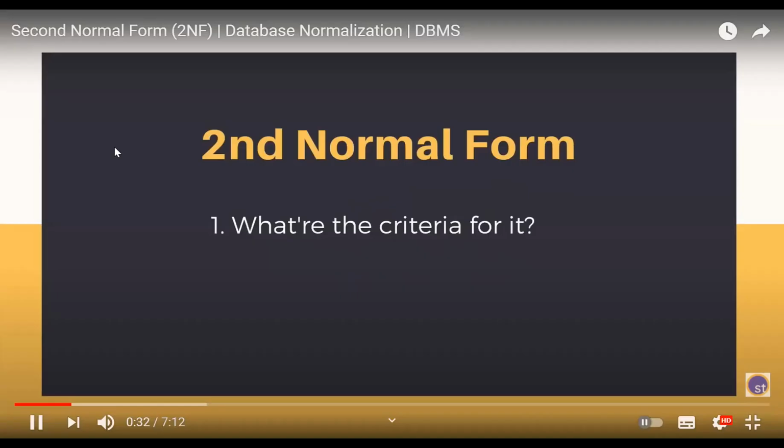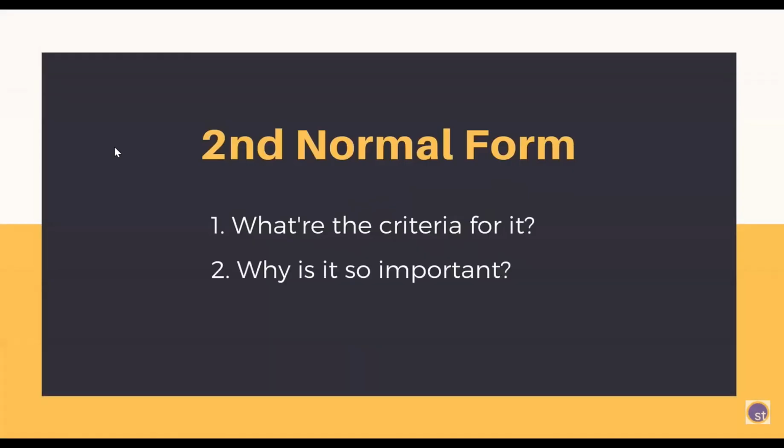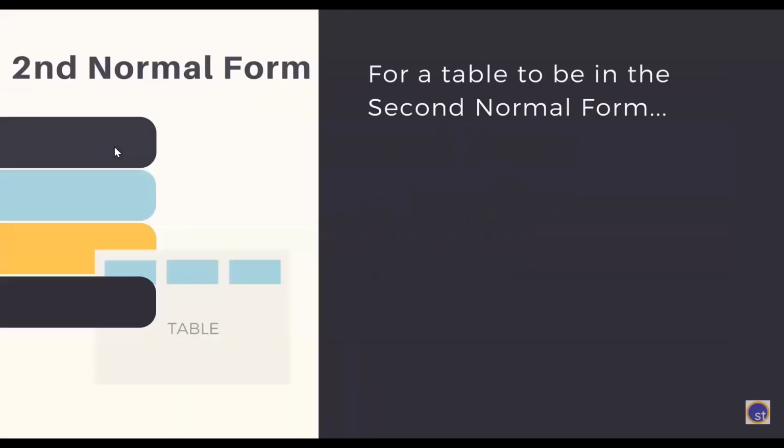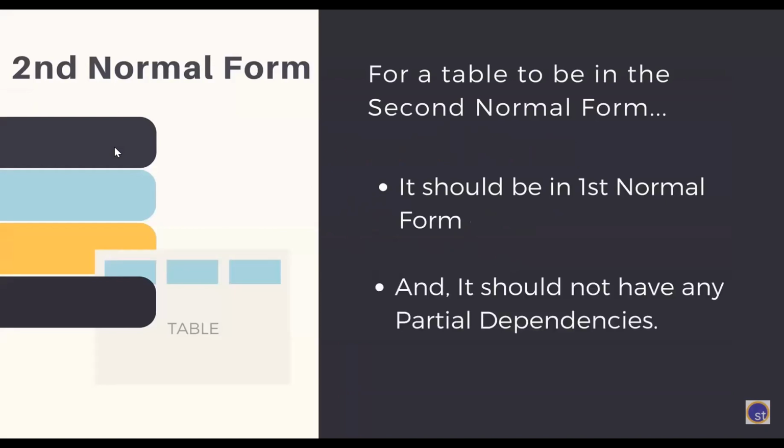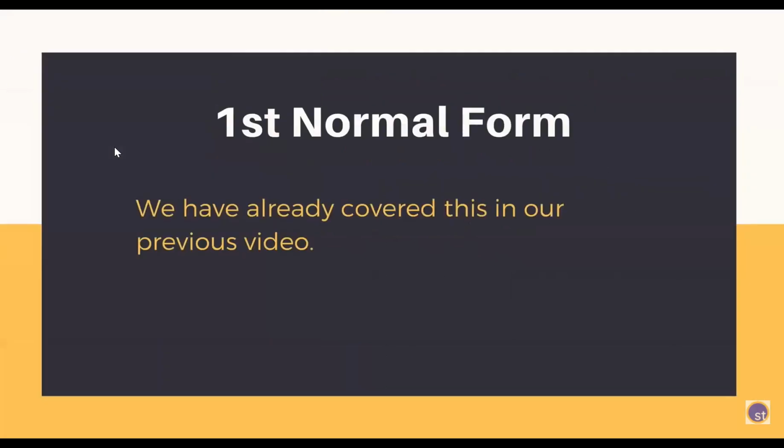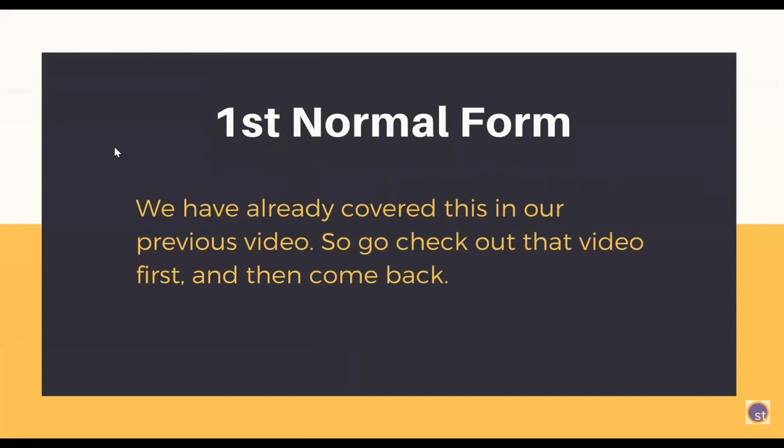In this video, we will cover the second normal form of normalization. We will discuss the criteria required for a table to be in second normal form and why second normal form is so important. For a table to be in second normal form, it must satisfy two conditions. First, the table should be in the first normal form, and second, there should be no partial dependency in the table. We have already covered the first normal form in a previous video, so if you missed that video, we suggest you go check it out first.